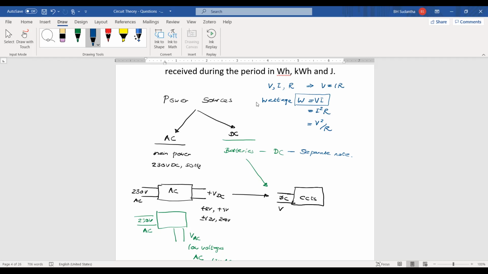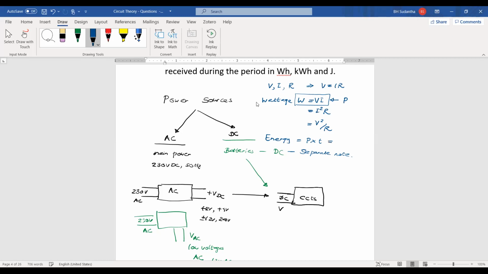And what is energy? How can you find energy? If you use this wattage, maybe we can say power, P. Energy means P into T. This much of power, if we use for this much of time period, then energy is there.